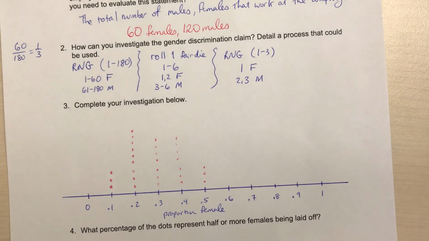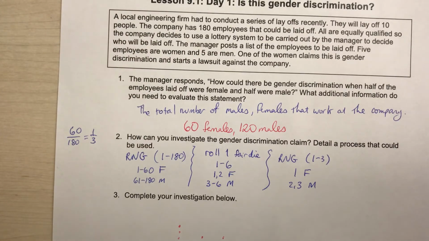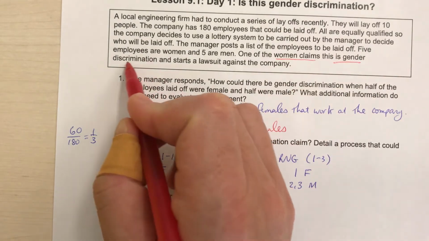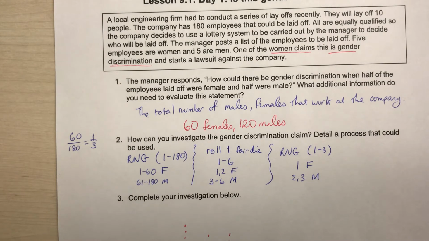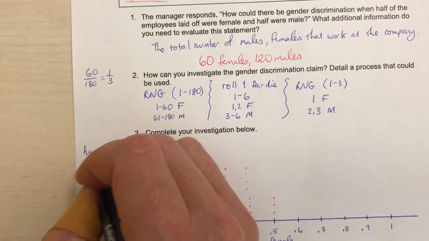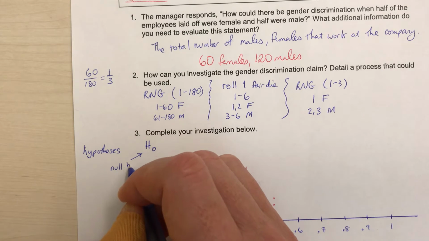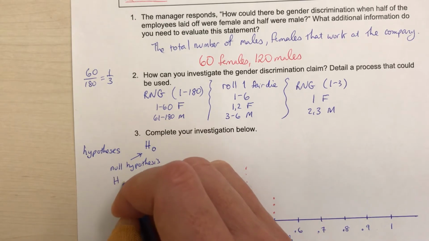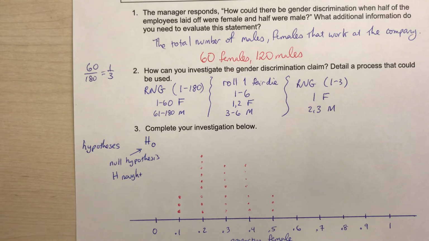Now, before we interpret this, let's talk about what we're trying to accomplish here. A claim has been made. The claim is that there's been some gender discrimination in making the choices here. There are actually 2 things that we always write down. When we are running a significance test, we write down what we call hypotheses. The first one we always write down is called H0, or the null hypothesis. In the claim we are testing, gender discrimination is what we're trying to find out.